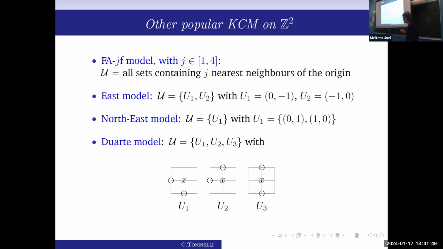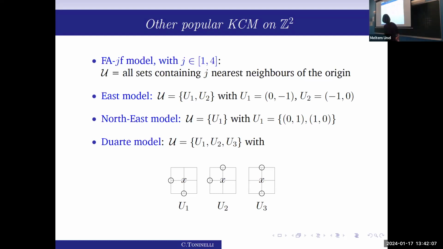Other, say, popular choices of models, in the sense that they have been much studied in physics. But it's not just to make a zoology, it's because we will see that all these choices that I'm giving here will belong to different universality classes. They will have a quantitatively different behavior.